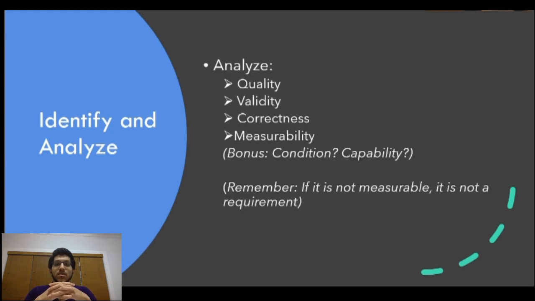Next, analyze the requirements for quality, validity, correctness, and measurability. For a better RMP, think of these two questions. Is this a condition of the project? A capability of the project? You get the idea. Remember, if it's not measurable, then it's not a requirement.